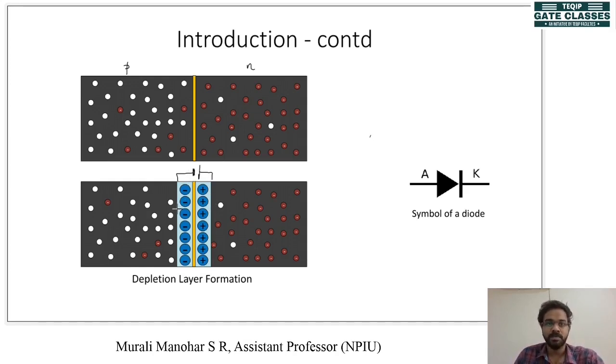As the junction forms, we'll get a device, and this device is called a diode. This is the symbol of a diode, and this p-type material now becomes the anode, and n-type material now corresponds to the cathode. Here we have the cathode, here we have the anode. These are the two terminals of a diode.